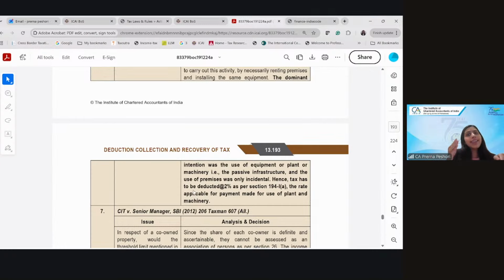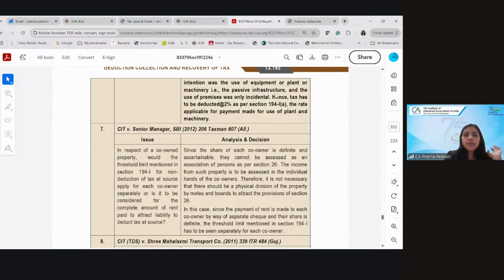So therefore, yes, there will be a TDS under 194I. But whether there will be TDS of 2% for the usage of plant and machinery, or TDS of 10% for the usage of plant and machinery along with the land. The Delhi High Court answered that the usage of the plant and machinery was the dominant intention. Land is incidental. It is constructed on the land, so land is incidental. It is not for the usage of land. So the TDS will be at the rate of 2% and not at the rate of 10%. Fine?